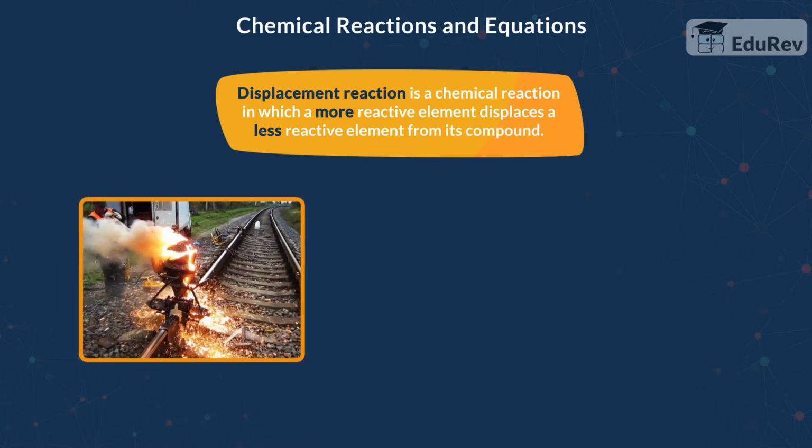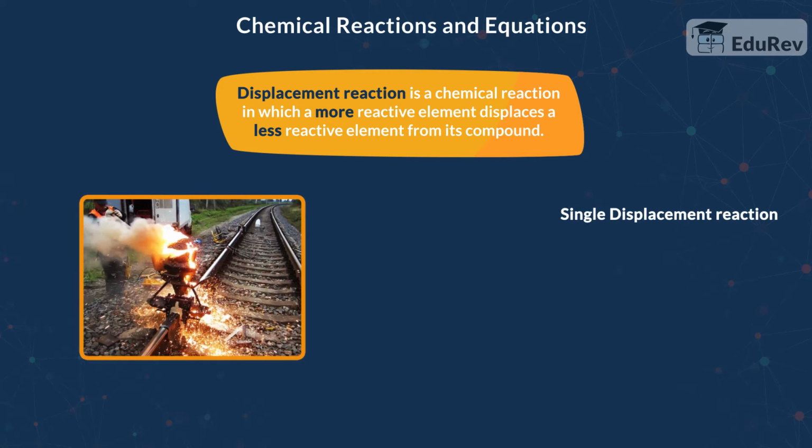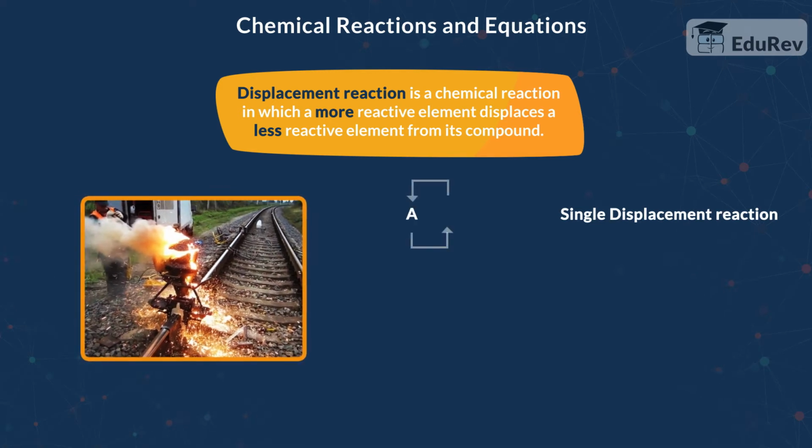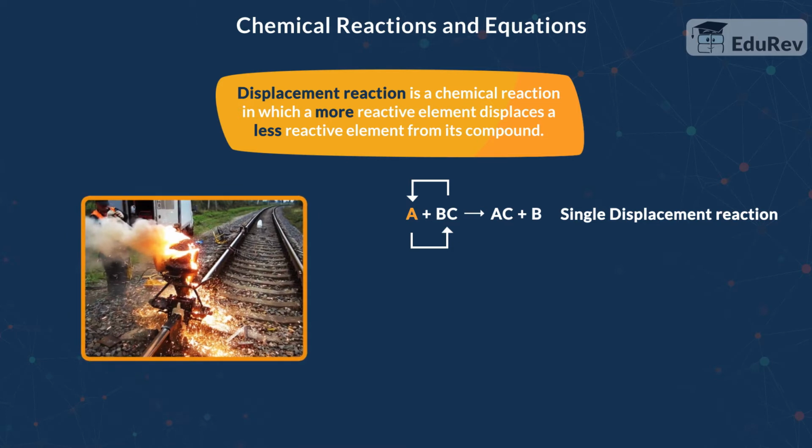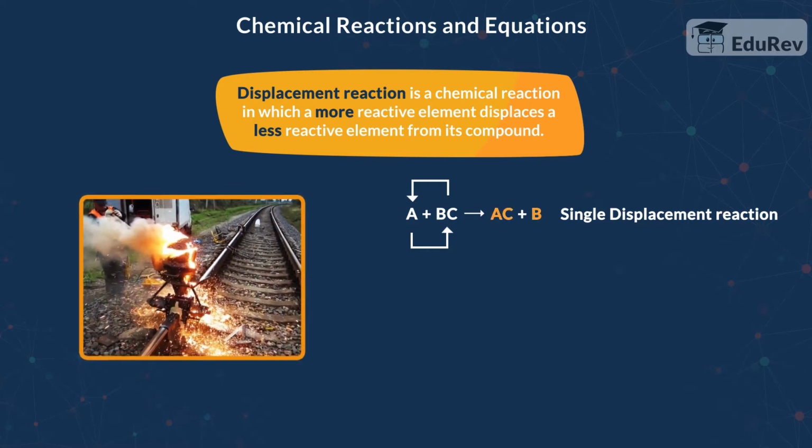Let's first understand a single displacement reaction. Here, A reacts with BC, giving AC and B. In this case, A seems to be quite strong and seems to be pushing out, or rather displacing B from BC, thereby forming a new compound AC and setting B free.